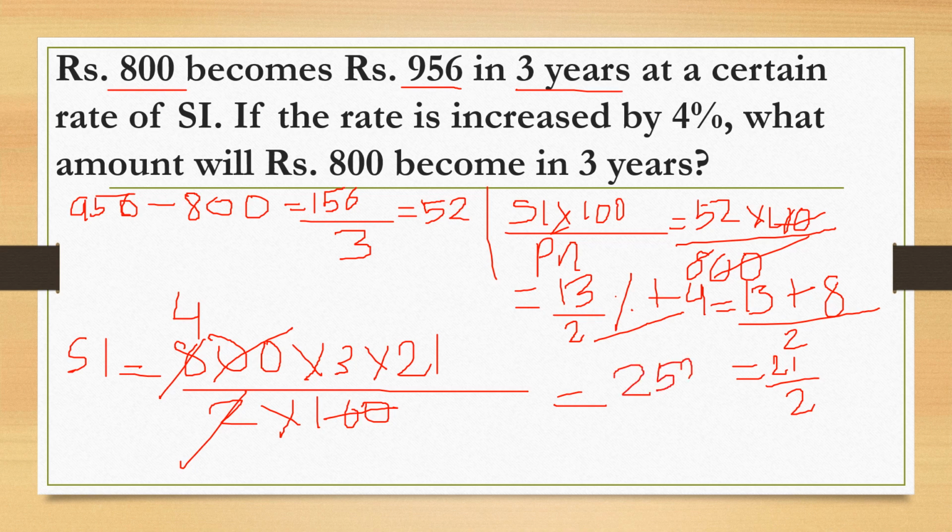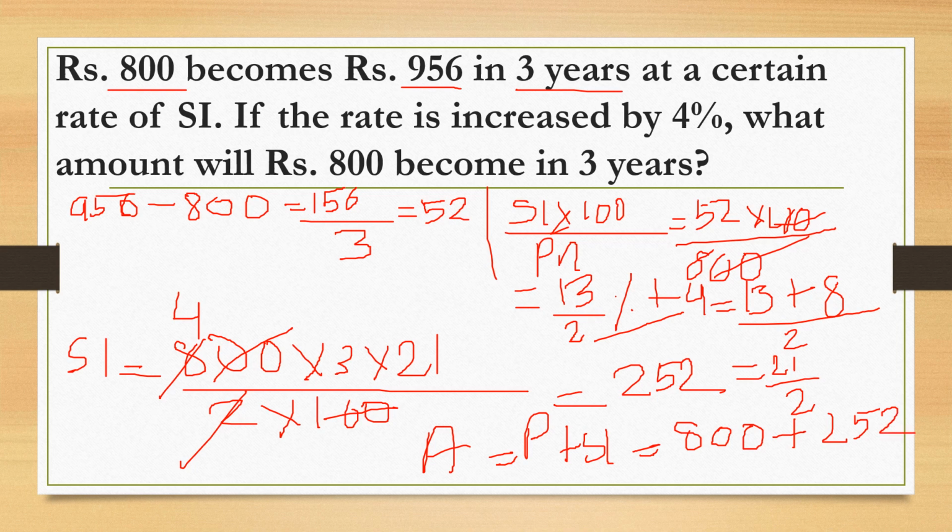So we can see that the amount is equal to P plus SI, that is 800 plus 252, which is equal to 1052, and this is the answer.